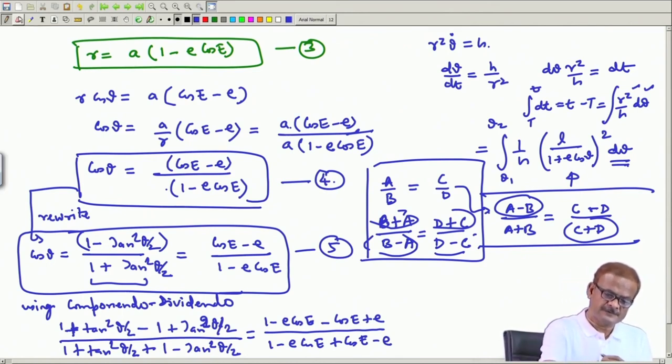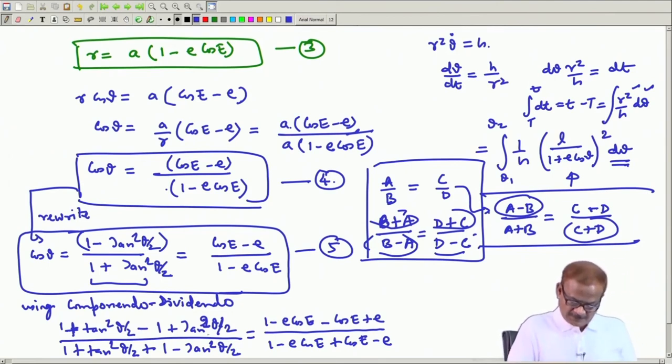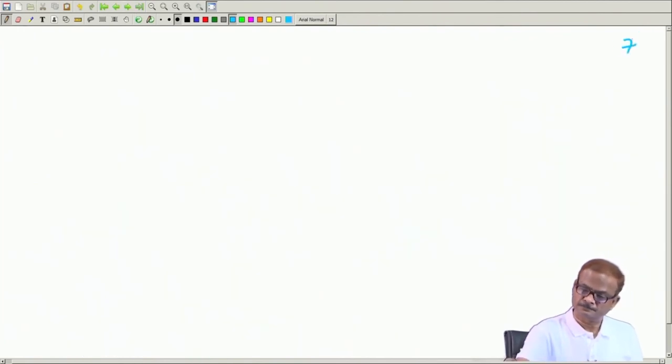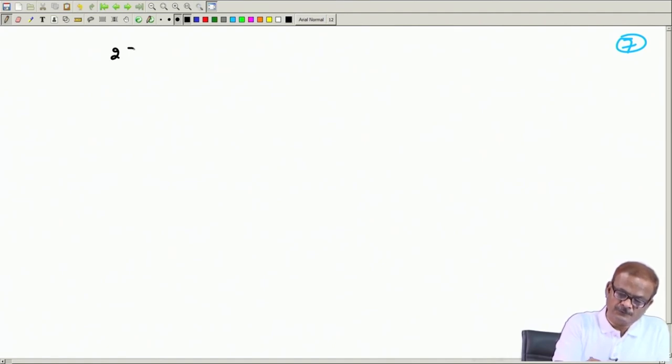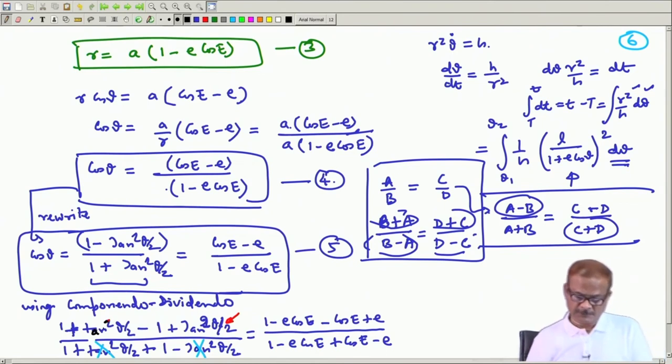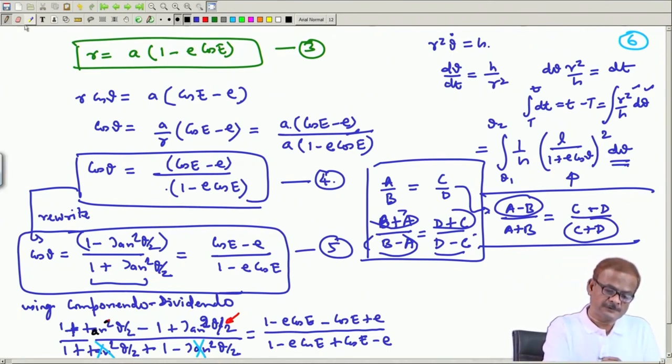So, here on the left hand side what we see is that these two cancel out. These two add up. This and this term add up, and here these two terms cancel out. Okay. So, we write it on the next page. So, this becomes 2 tan square theta by 2, and 2 tan square theta by 2 divided by 2 on the left hand side.